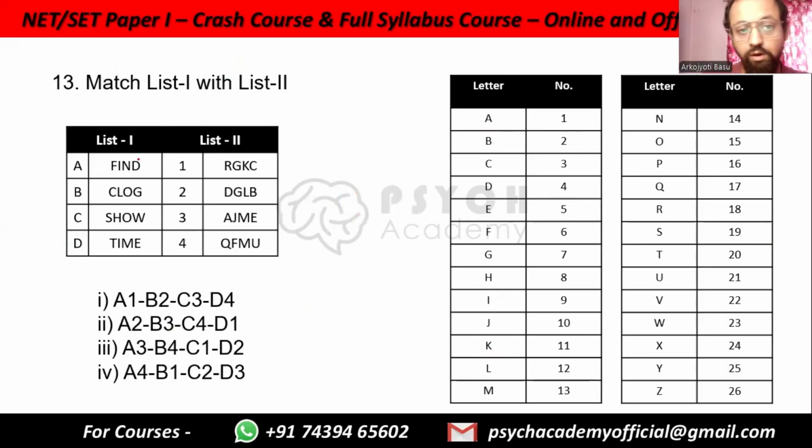Okay. Now this one, matching list 1 with list 2. How do we do this? How do we match them? We don't know anything about any of these things. The way we can see it is by finding out similarities. So here you see what are the similarities on this side.